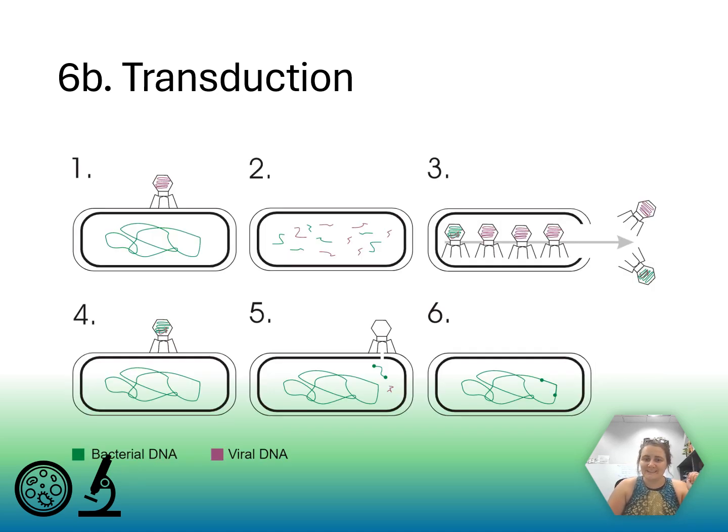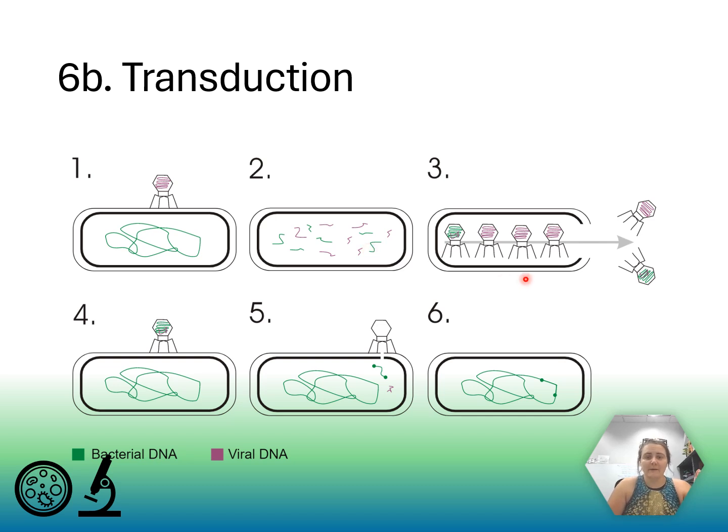Transduction is the funny one that's a little bit hard to understand sometimes, but basically what will happen is a bacteriophage will attack a cell. A bacteriophage is a virus that infects bacteria. And that virus itself is going to have that pink DNA and the bacteria is going to have the green DNA. When the bacteriophage attacks the cell, it will break up that genetic information. It's going to hijack the cell and basically use the cell's ability to replicate DNA to grow.